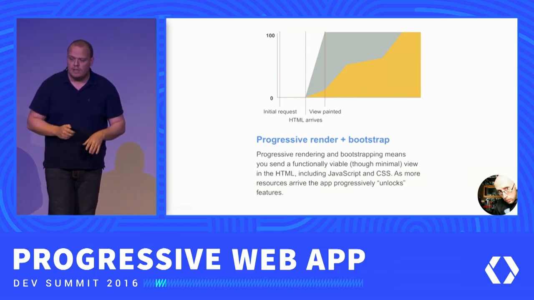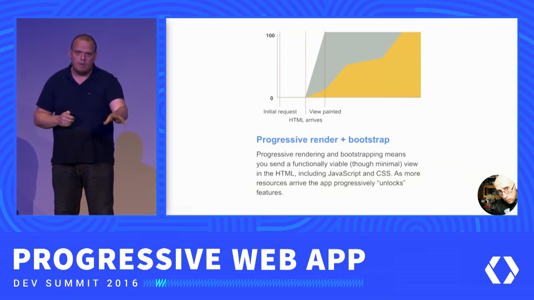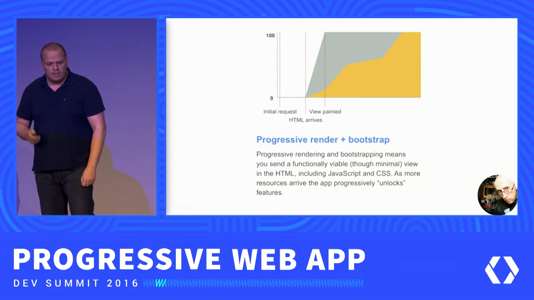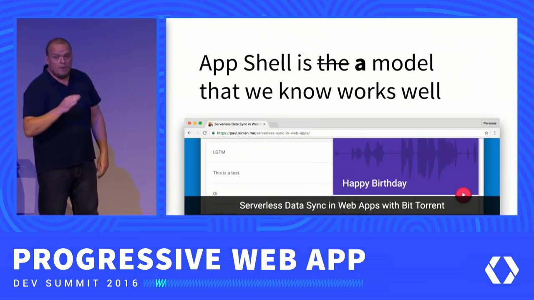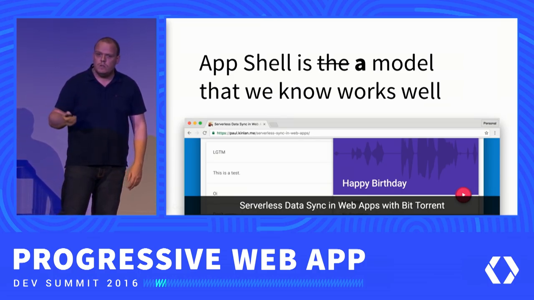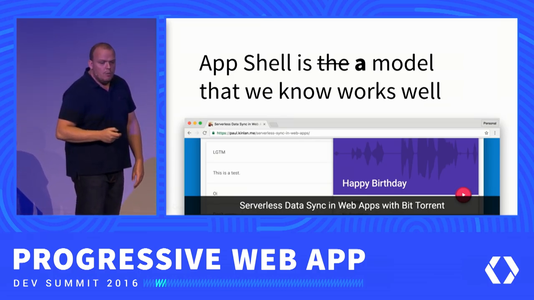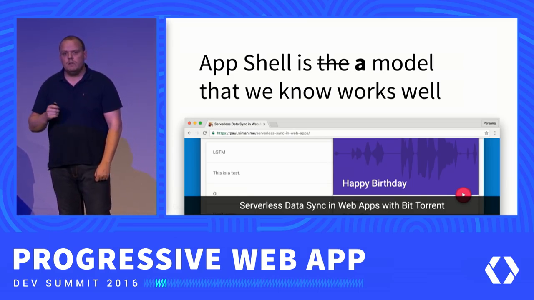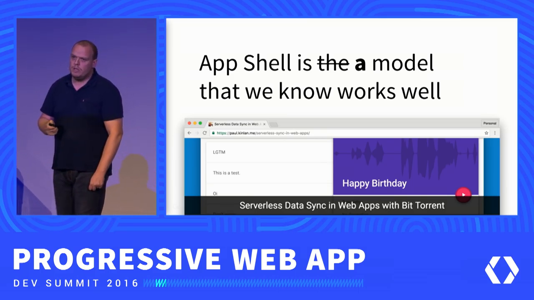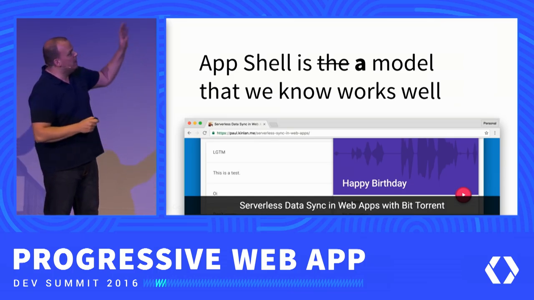There's lots of different models. And I think this progressive rendering approach, and the flexibility that you get with service workers, helps. The thing I do want to say is that app shell is a model that we definitely know works. It's been used for a long, long time already. We know it works well, but there are many different tactics and strategies that you would use. I would definitely encourage you to look at Jake Archibald's Service Worker Cookbook, because I stole a whole bunch of his code to get my blog working.